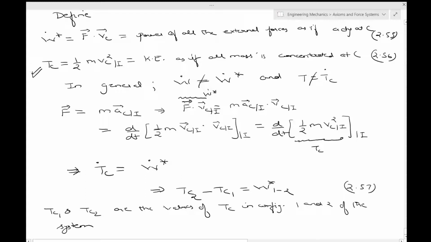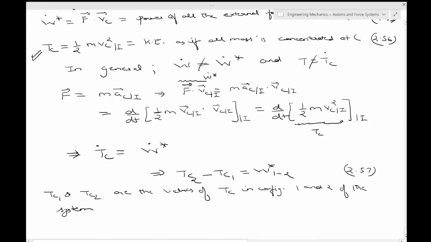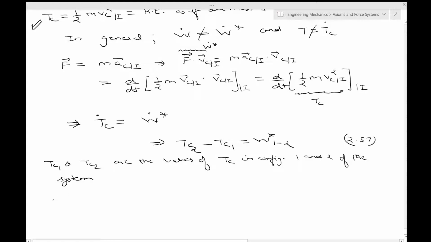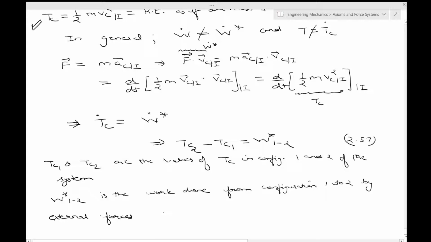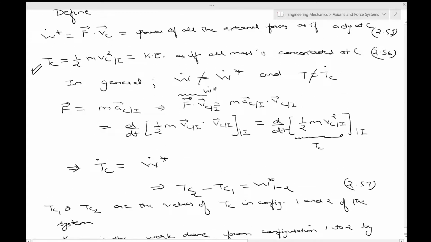Remember, this is Tc. It's a kinetic energy as if all mass is concentrated at C. And W star 1 to 2 is the work done from configuration 1 to 2 by external forces, as if they were acting at C. Just by this definition of W dot star which we have over here.